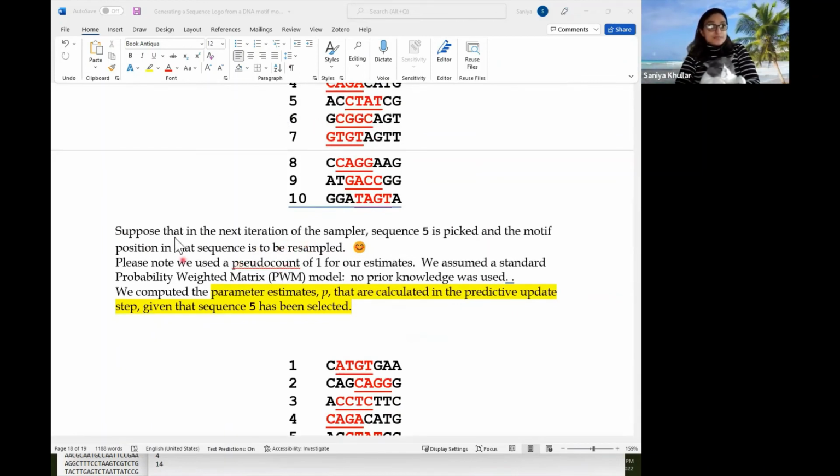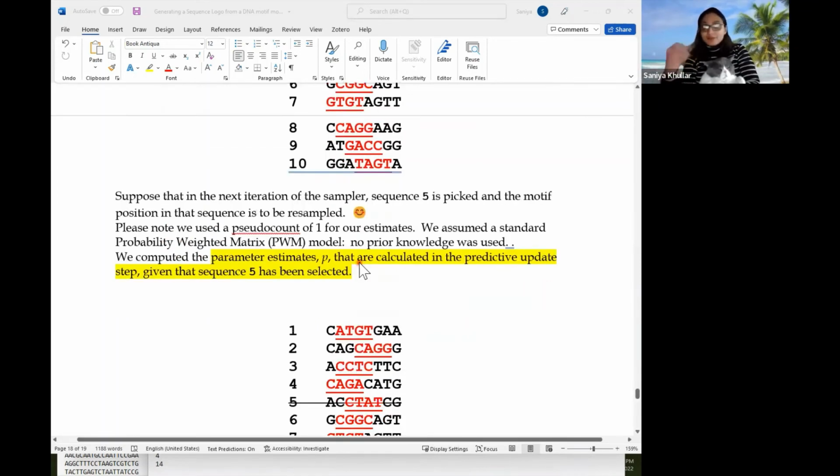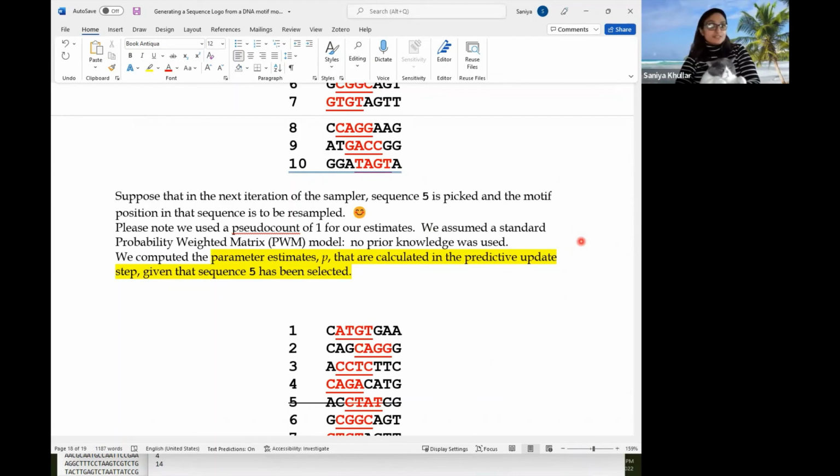So we're going to be using, in this case, a pseudo count of 1 for our estimate. So we add 1 just to fluff up all the probability calculations so that we don't have any 0 probabilities for any base. And we assumed a standard probability weighted matrix model, so no prior information was used.